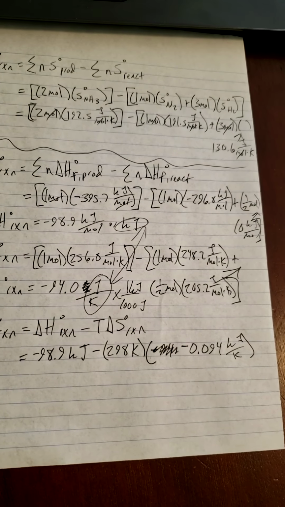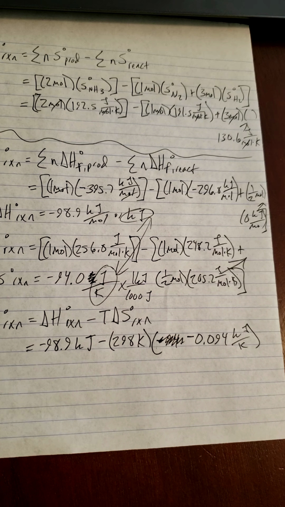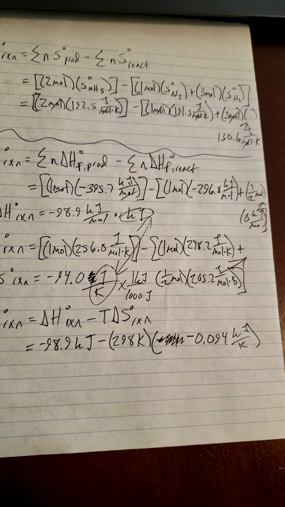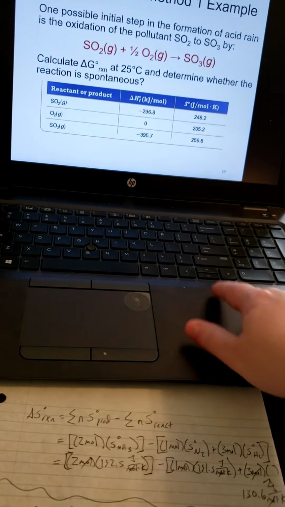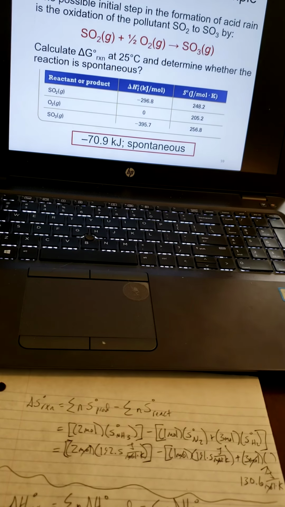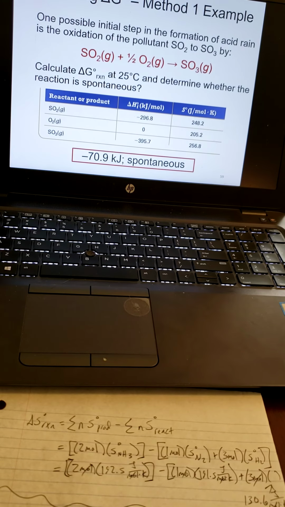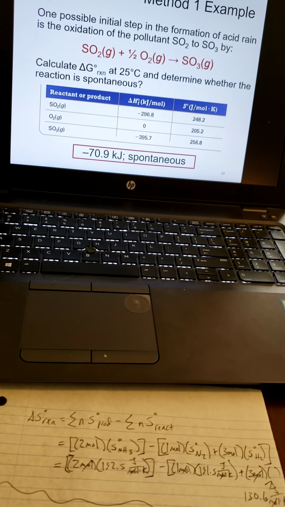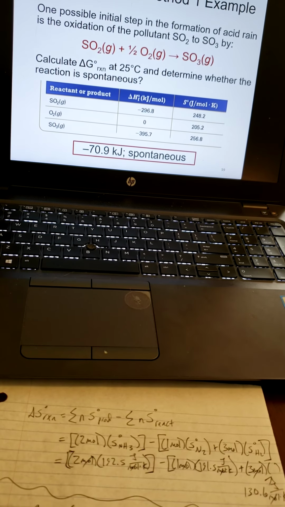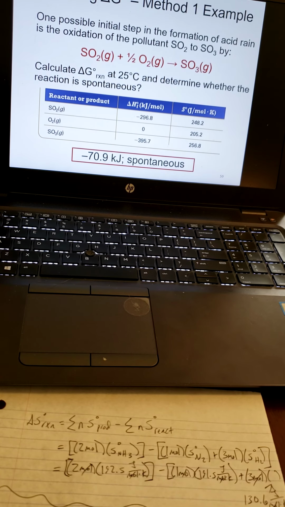Now we just need to put that into our calculator. So negative 98.9 minus 298 times negative 0.094. And we get the delta G naught reaction is negative 70.9 or negative 71, whatever. And that is spontaneous. It has a negative delta G, which means it is spontaneous in the forward direction.